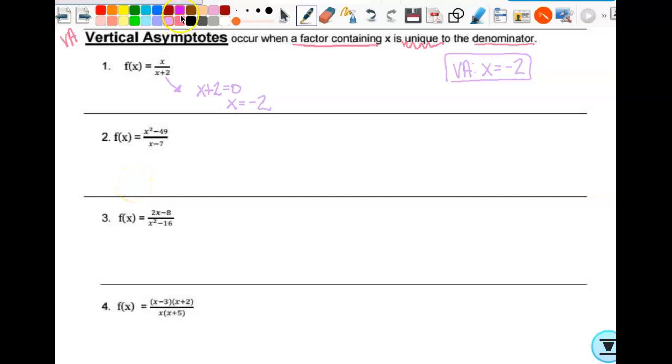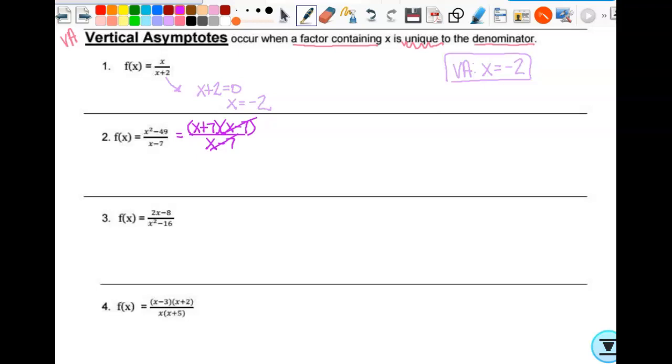Let's see what happens here. So I'm going to factor, and I'm going to get x plus 7 times x minus 7 all over x minus 7. Okay. So can I simplify this? Yes. I have a factor containing x in the denominator. Is it unique to the denominator? No. If it was unique to the denominator, it wouldn't also be in the numerator, which it is. So this is going to cancel out, and then what happened? What is that giving me?